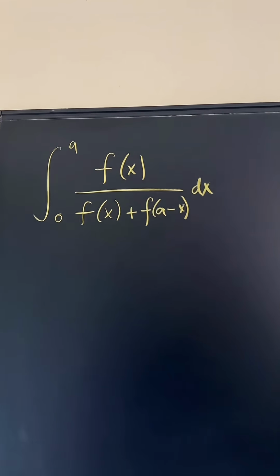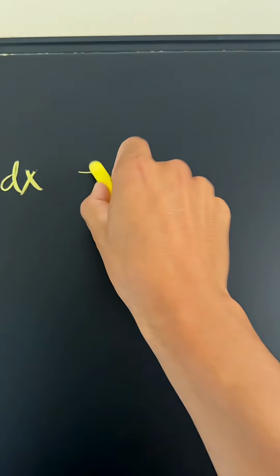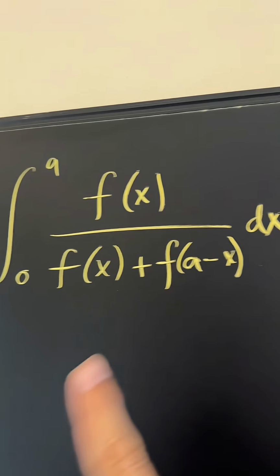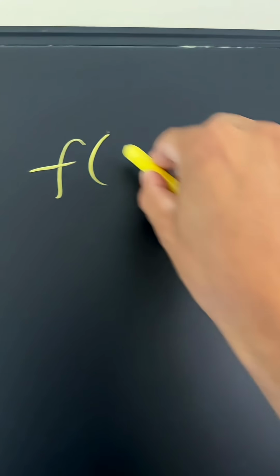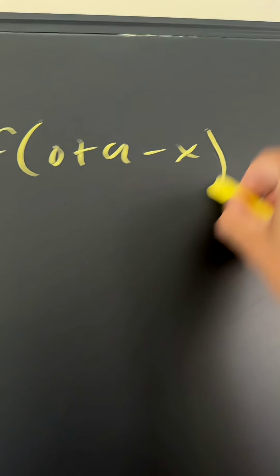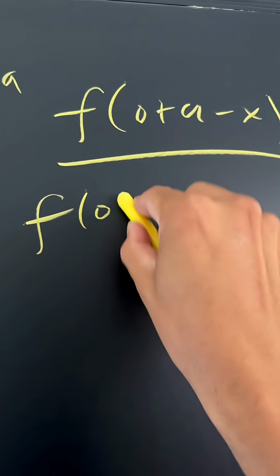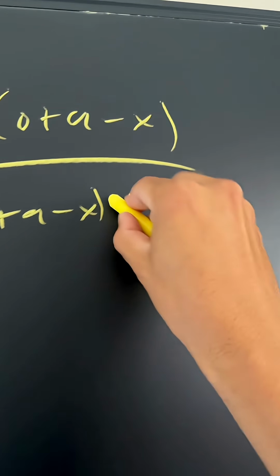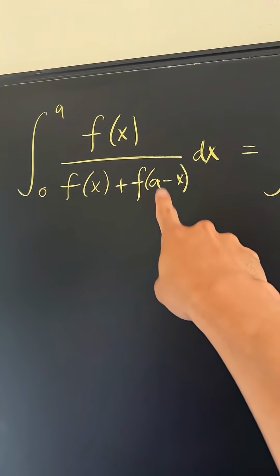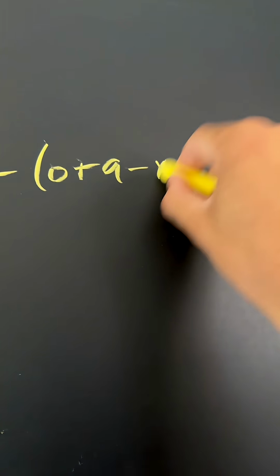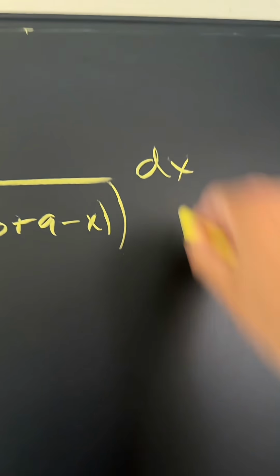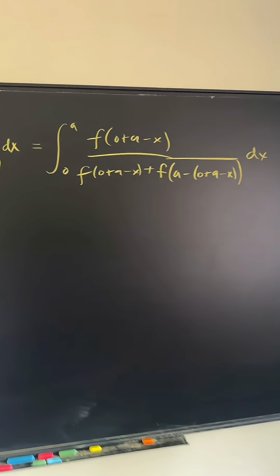So if we follow the idea of King's rule, this is going to tell us that this integral, the one that we have right here, is going to equal the integral from 0 to a of f of 0 plus a minus x, all over f of 0 plus a minus x plus f of, and then don't forget this already has an a, so it's a minus 0 plus a minus x, and all with respect to x. Okay, so let's go ahead and start simplifying this thing.